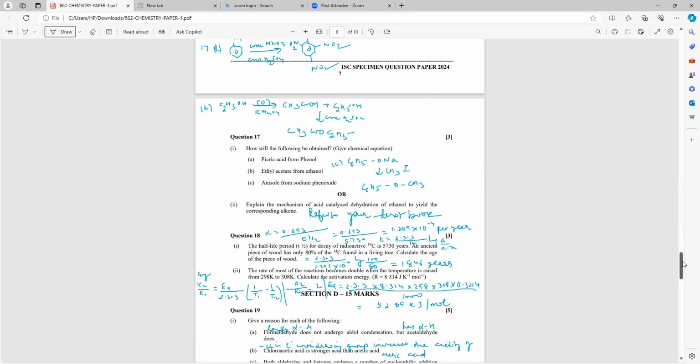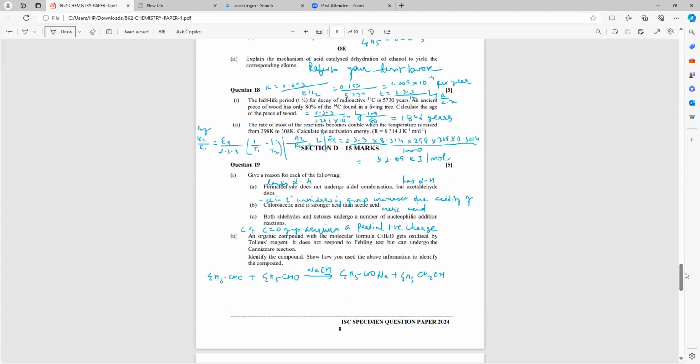Then we come to the last section, section D. It's question number 19. Again, the reasoning question. Formaldehyde does not undergo aldol condensation, but acetaldehyde does. The reason being, formaldehyde lacks alpha hydrogen, whereas acetaldehyde shows the presence of alpha hydrogen, which is a very important condition for aldol condensation.